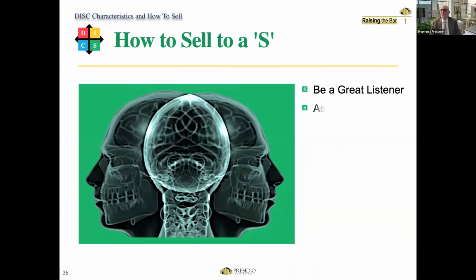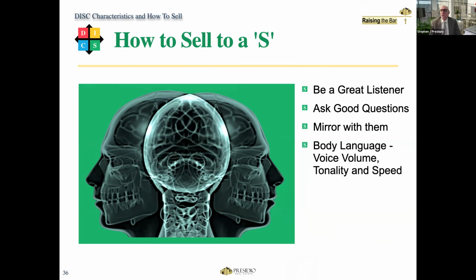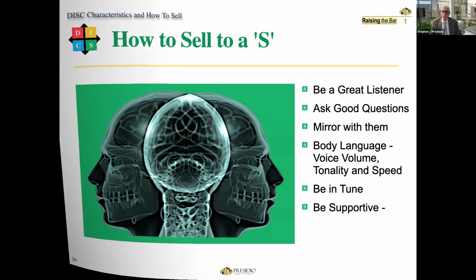So how do we sell to an S? I put up here, be a great listener. Ask good questions, because these guys usually want good answers. Definitely mirror them. They are going to be a little bit more deliberate, a little bit maybe slower at making decisions. Watch their body language, the voice tone and how fast or slow they speak, and try to be in tune with them and be supportive to them, okay? That is going to enable you to connect with them much easier. You can't move these people too quickly. So that brings us to our next keyword.